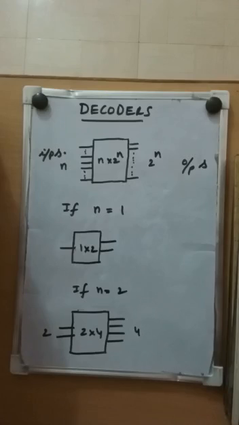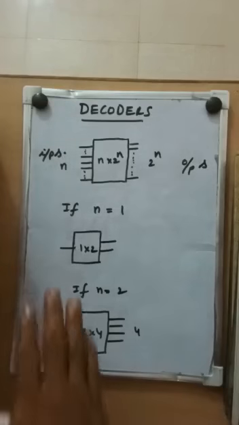So for that purpose, we need to identify and address them. That's why the decoder is a very useful device which can be used to address or identify the address locations of particular data. Input output devices are also located in memory locations whose address can easily be identified by using a decoder.